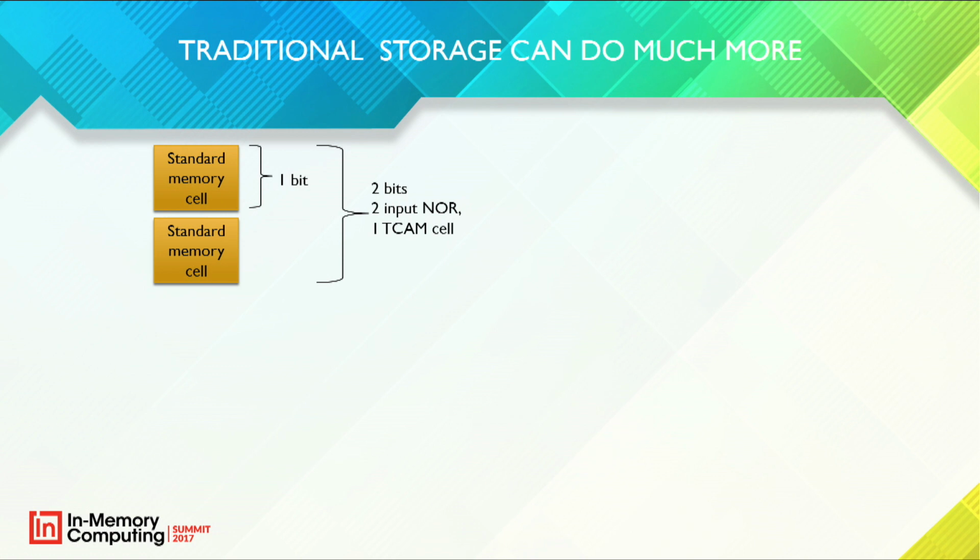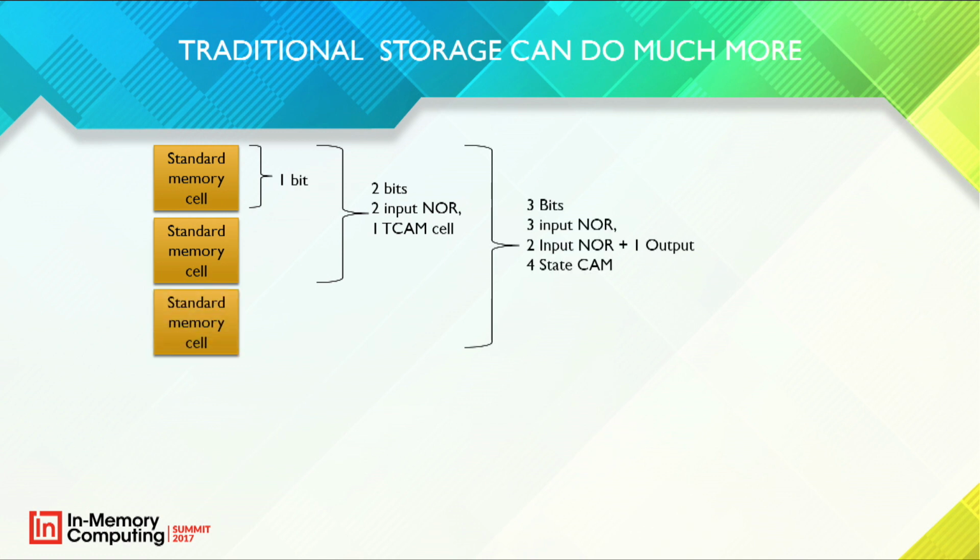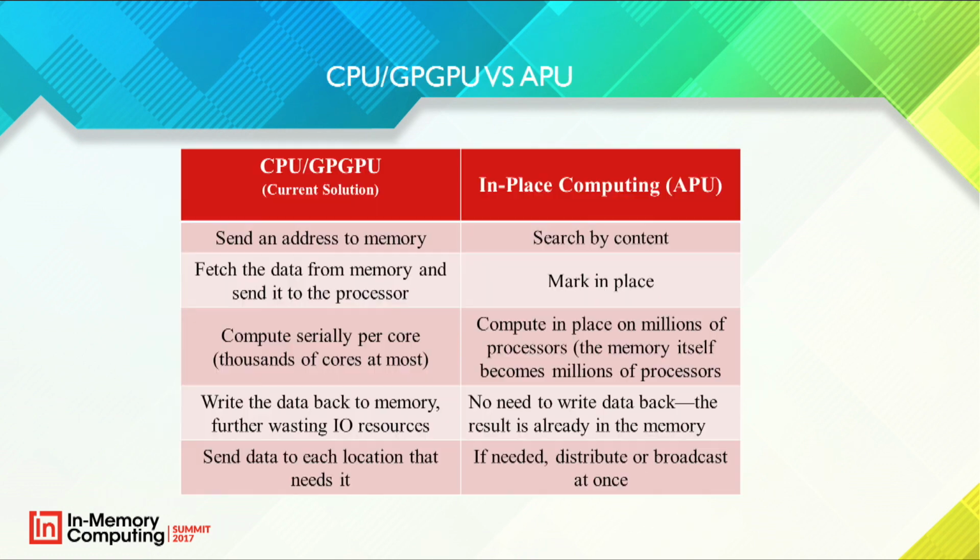It can be looked at as a 2 bit, or a 2 input NOR gate, or 1 TCAM cell. If we look at 2 standard SRAM cells, or 3 standard SRAM cells, it can be looked at as 3 bit, or 3 input NOR gate, or 2 input NOR gate plus 1 output, or a 4 state CAM. All this type of combination, etc.